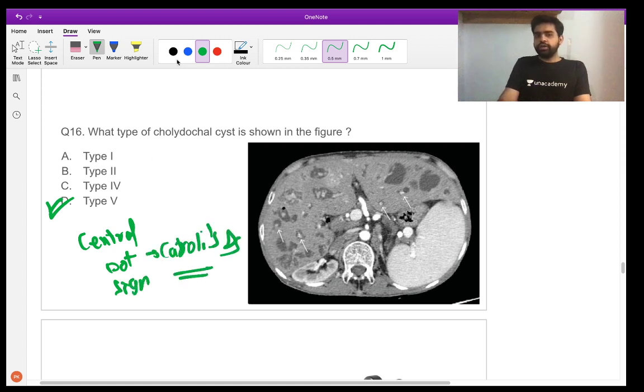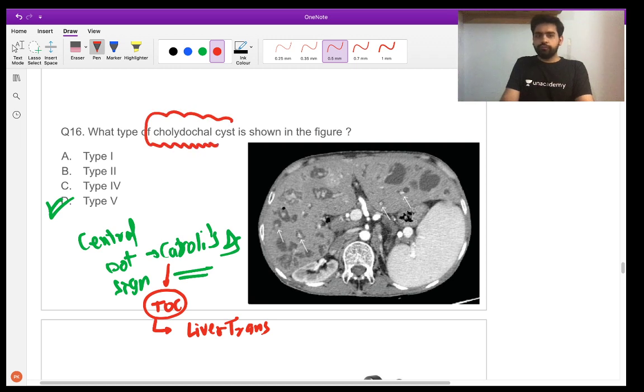Now, what is the treatment of choice for Caroli's disease? Very good, Arshad. The treatment of choice is in fact liver transplantation. And why are we so concerned about the choledochal cyst? Because there is a risk of malignancy. It is a risk factor for cholangiocarcinoma.